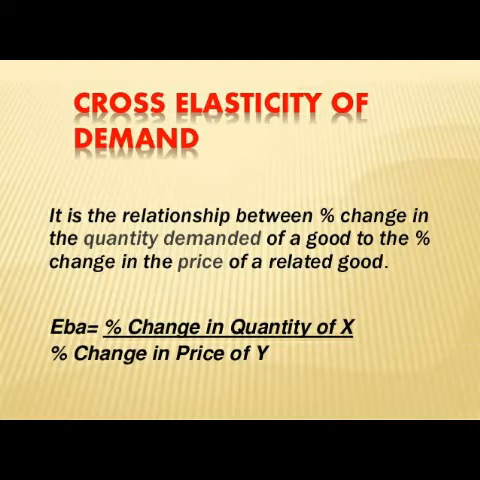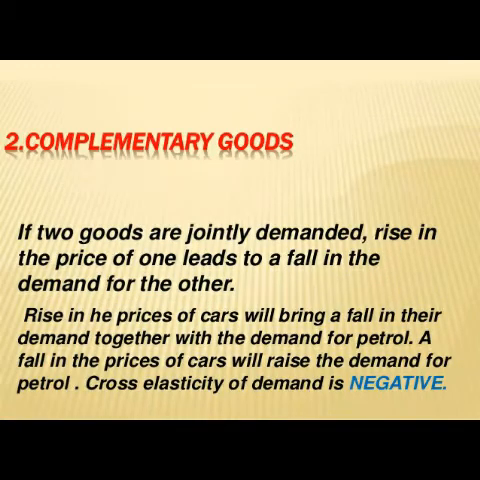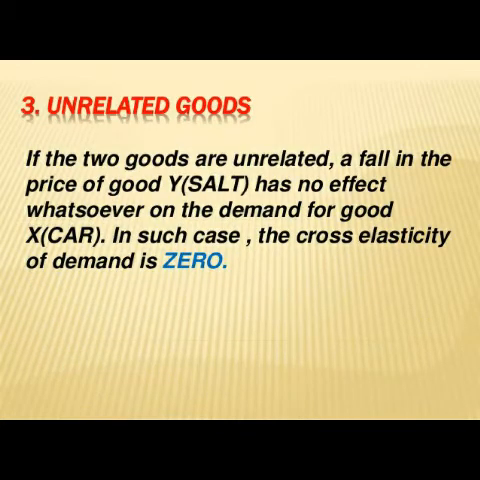Now, cross elasticity tells us the percentage change in quantity with respect to the percentage change in price of another commodity. If the relationship is positive, they are substitutes, like tea and coffee, and if it is negative, then they are complementary, like petrol and car. And if it is unrelated, then it will be zero, like car and salt.